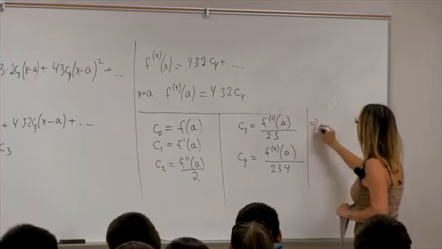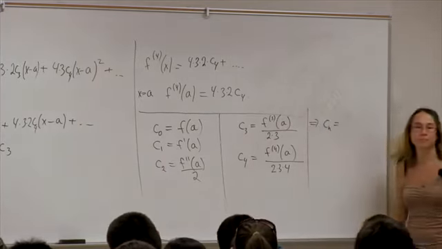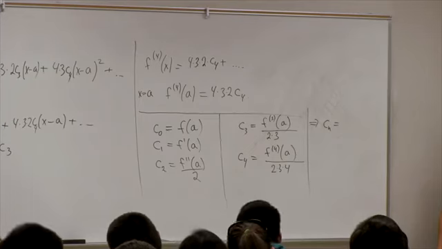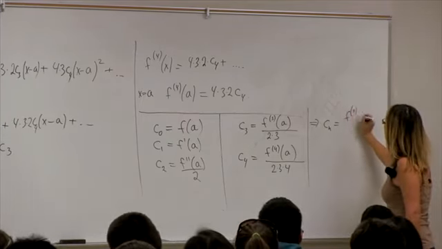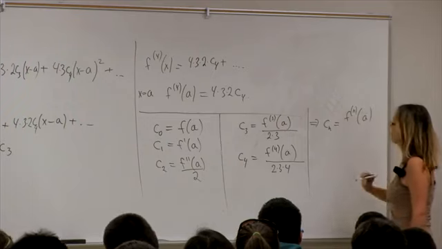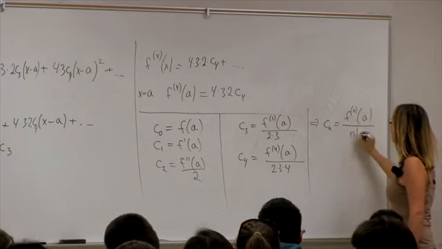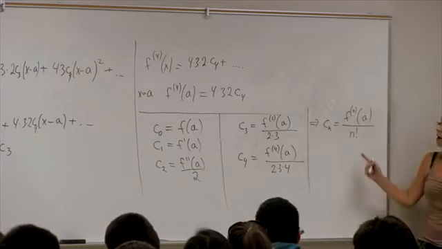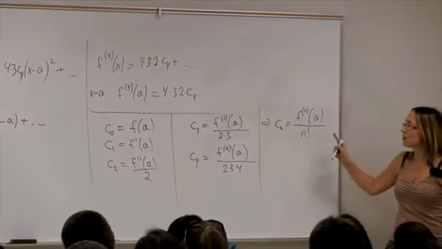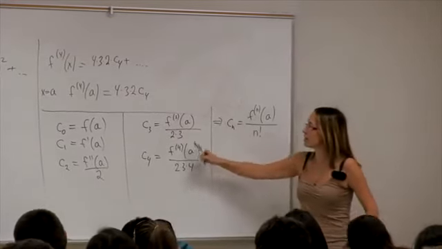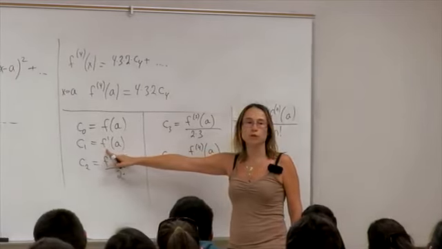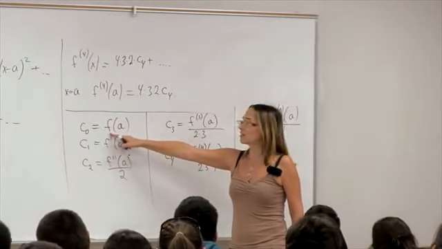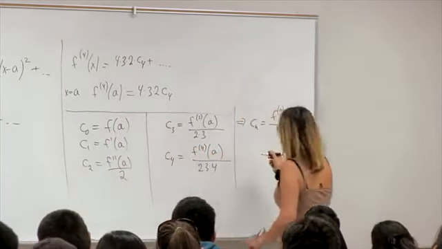I now ask you, what is Cn? Guess the pattern. F to the n of a. F, nth derivative, evaluated at a. Over n factorial, yes. Okay. So one question. So I can see 2 factorial here, right? How about this one? This is 1 factorial. That's okay. This one, so we have to make some notation.